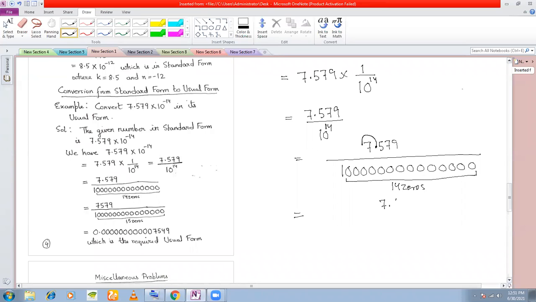So you have 7.579. This decimal point moves here. One place, 14, one place. Next place is second place, 3, 4, 5, 6, 7. A number will be in standard form when it is a number between 1 and 10. If k into 10 to the power of n, k has to be between 1 and 10. Okay.